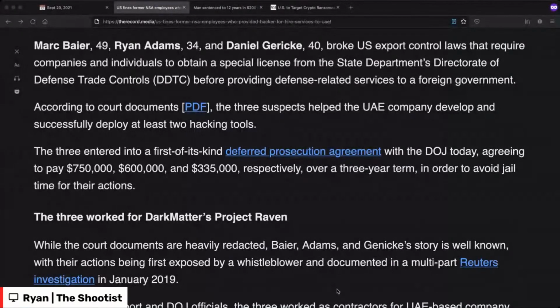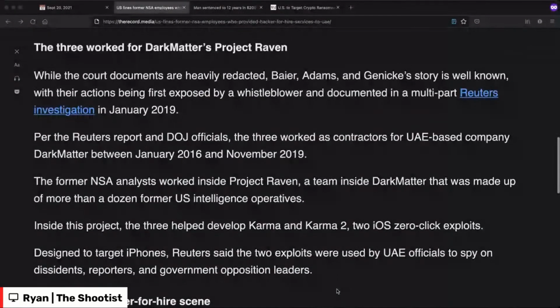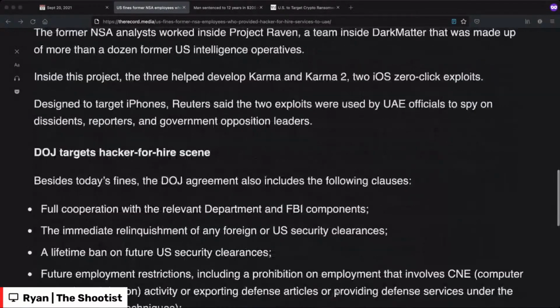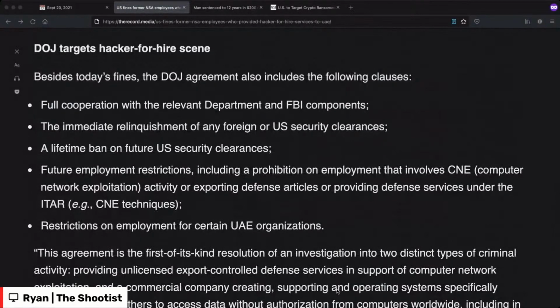And in this particular situation, a couple of people that worked for Dark Matter were former NSA employees, and they violated export controls requiring companies and individuals to obtain special licenses from the State Department Directorate of Defense Trade Controls before providing defense-related services to a foreign government.